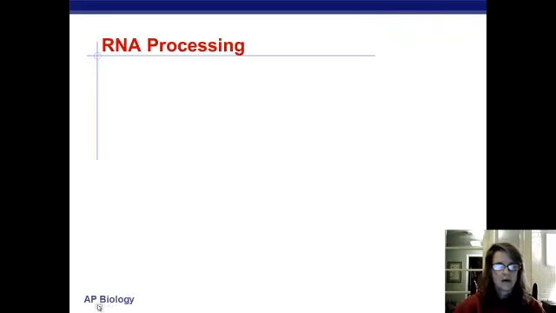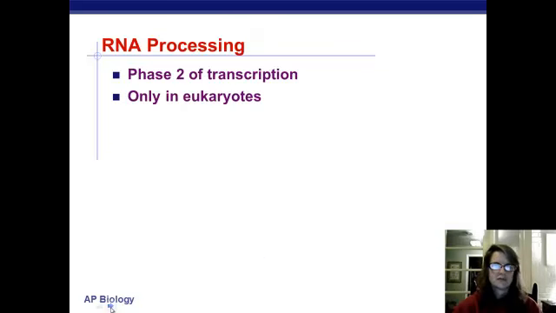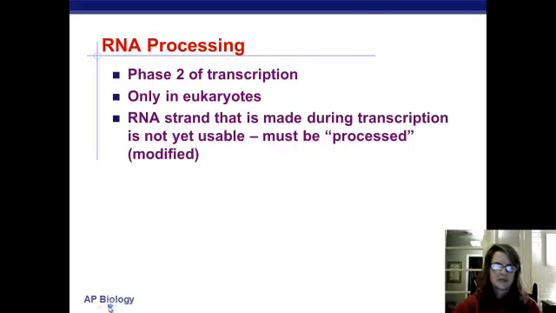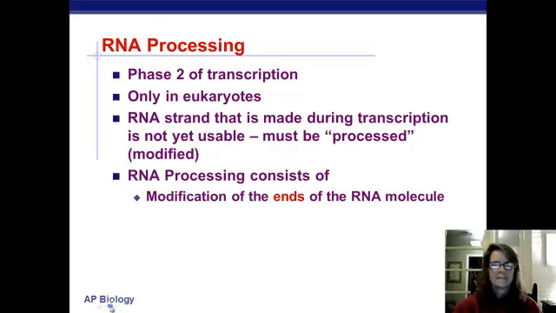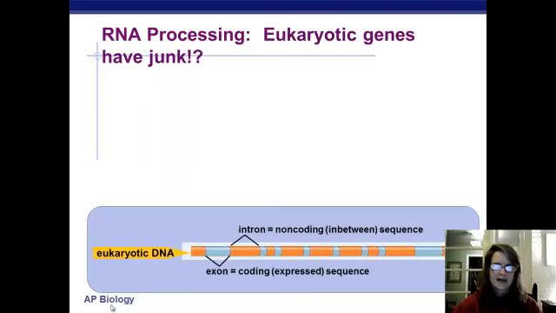Okay, so RNA processing then is kind of phase 2 of transcription, if you will, occurring only in eukaryotes. We've got to modify the ends of the RNA and the middle, okay?